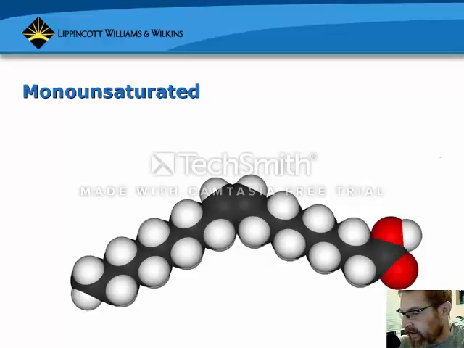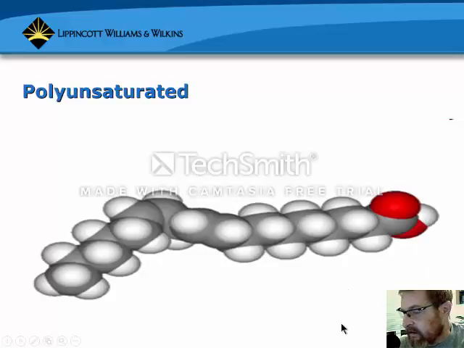In a monounsaturated, because you just have that one double bond, you get a very bent molecule, with one bend in it. In a polyunsaturated, now we're going to have two bends, and in this case it almost straightens it out: one double bond going one way, one double bond going the other way.